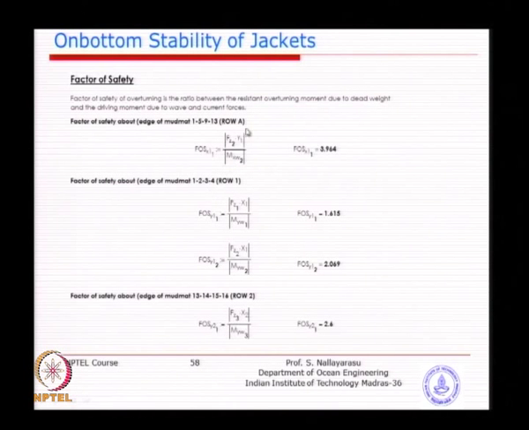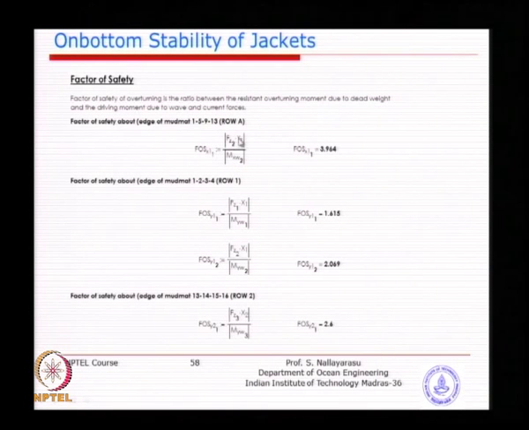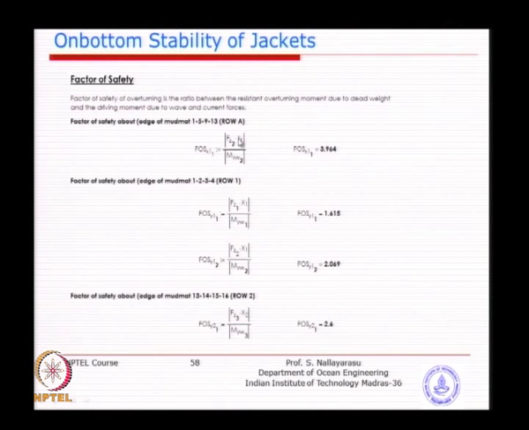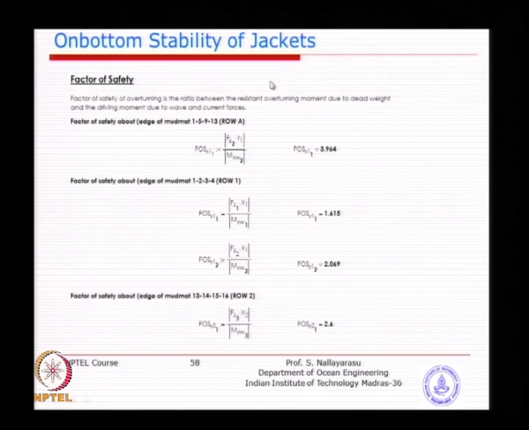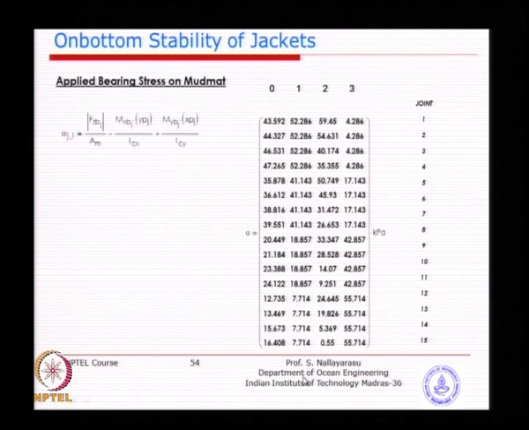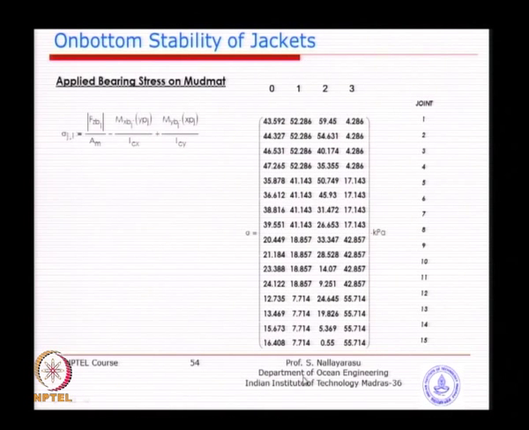So, basically the factor of safety is calculated here: resisting moment divided by applied moment. Resisting moment is weight of the jacket multiplied by the distance to that face. So that is the calculation, and factor of safety seems to be very high. So, no issues. One important observation, if you go back to this particular table, you will be able to determine whether overturning stability will be a problem or not.